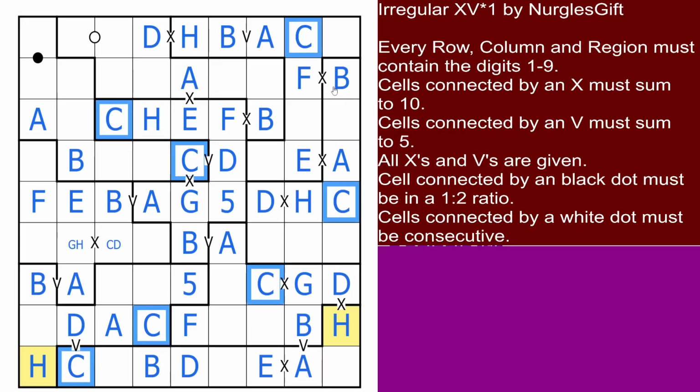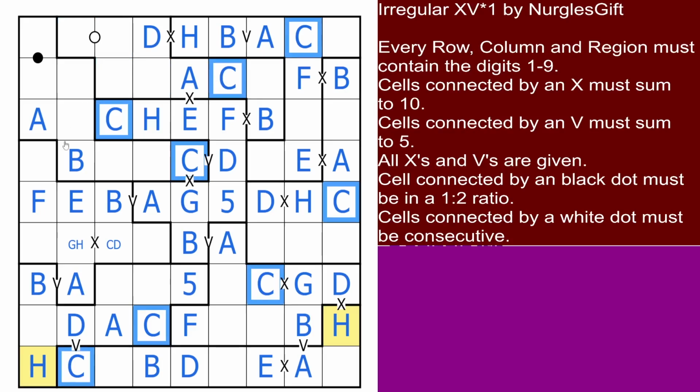C cannot be here because it's already there in this box. C is either here or here, right? But this cannot be C, right? Besides D, so that has to be C. Is that correct? In this box, where is C? This cannot be C. This cannot be C. And this cannot be C, right? That has to be C.